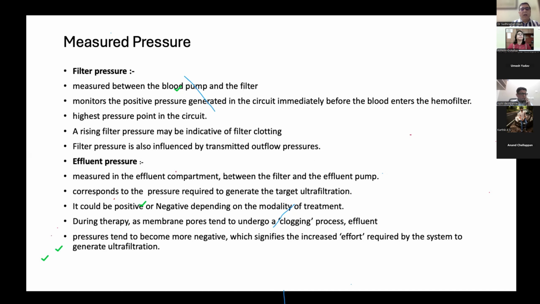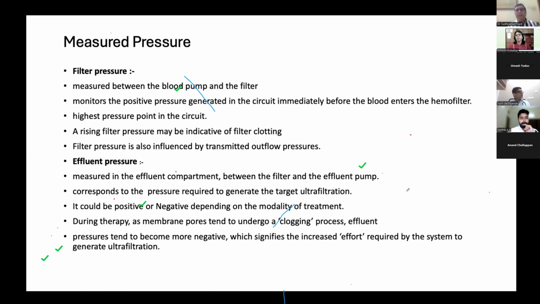The effluent compartment, the filter, and the effluent pump: this is the pressure which will be there. It corresponds to the pressure required to generate whatever the target ultrafiltration is. So what is target ultrafiltration? Target ultrafiltration is basically the amount of replacement fluid you are giving plus the ultrafiltration you have set. That will be seen in the next slides. It could be positive or negative depending upon the modality of treatment.